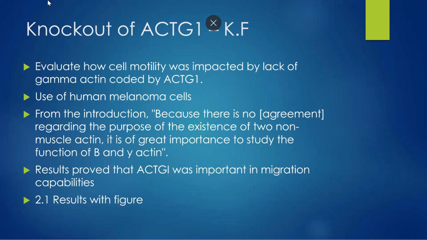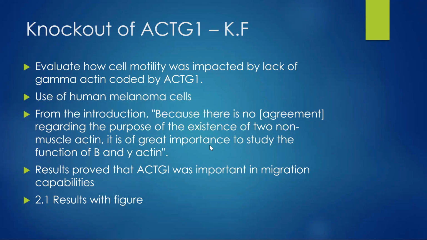Thank you, Maddie. Now for my two articles. For my first article, I had the knockout of the ACTG1. As we mentioned, actins are involved with cell motility. So they wanted to find and evaluate how cell motility was impacted by the lack of the gamma actin coded by ACTG1.